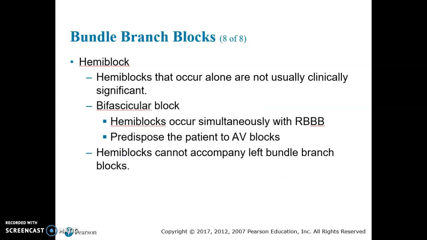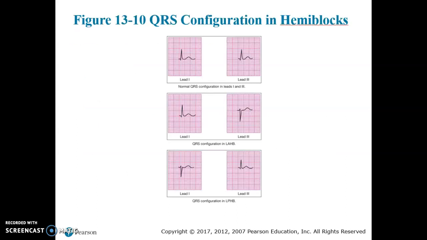With hemiblocks, the hemiblocks that occur alone are not usually clinically significant, but if we have a bifascular block, the hemiblock that occurs simultaneously with a right bundle branch block, this could be bad, this could be alarming. So these patients are at more risk. So these are the different configurations that you'll see with the hemiblock. So I would like for you to take a peek at that.